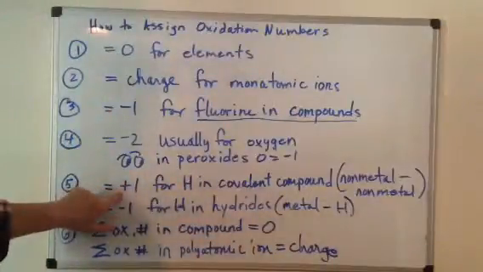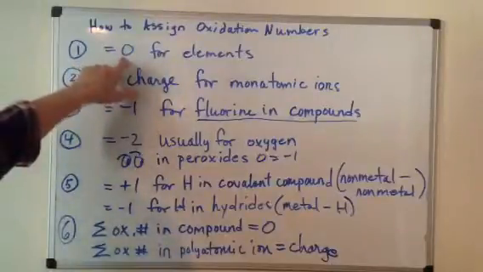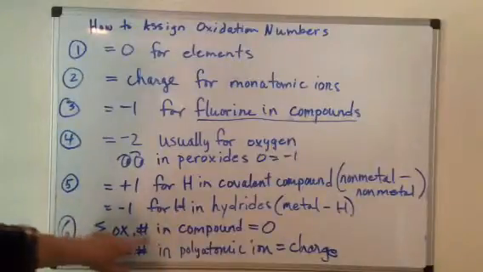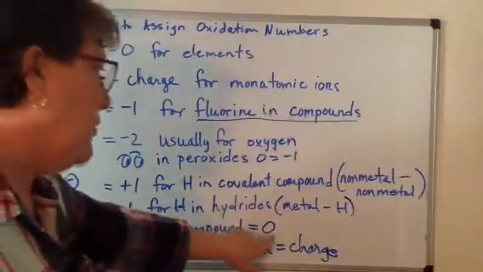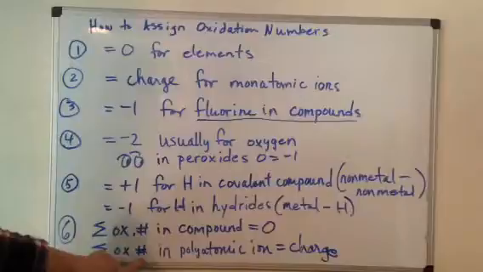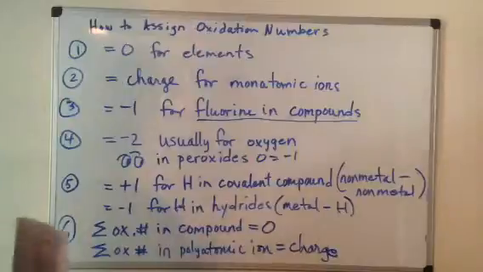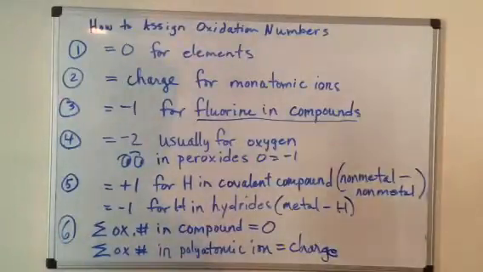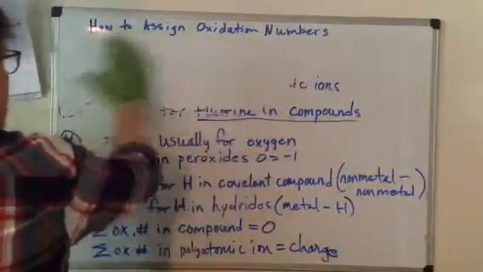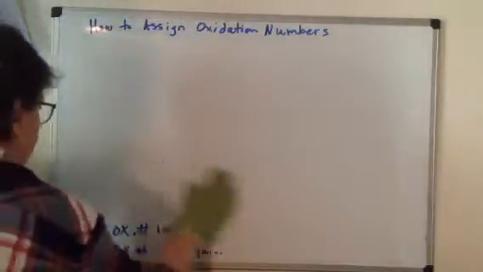Every other time it's going to be +1, unless you're talking about the element hydrogen, H2, and then you would say it's 0 for elements. Last rule, the sum of the oxidation numbers in a compound must total 0 because compounds are neutral. There's no net charge. The sum of oxidation numbers in a polyatomic ion, however, has to equal the charge on that ion. So those are the rules condensed in an easy to work with format. Now let's do some examples for practice. You have to learn these rules.